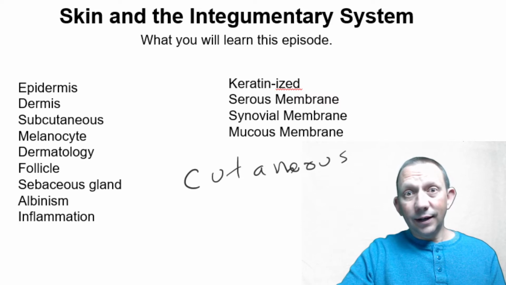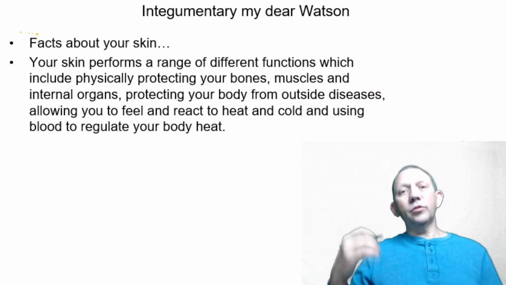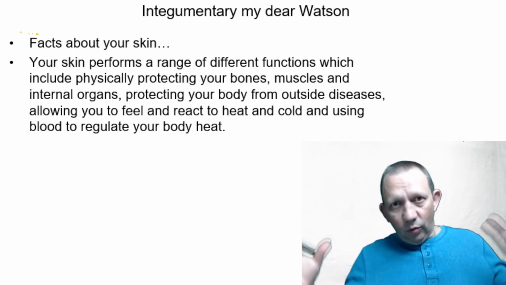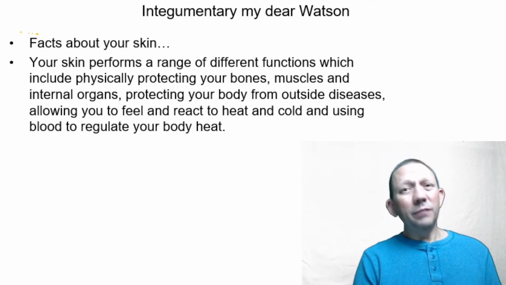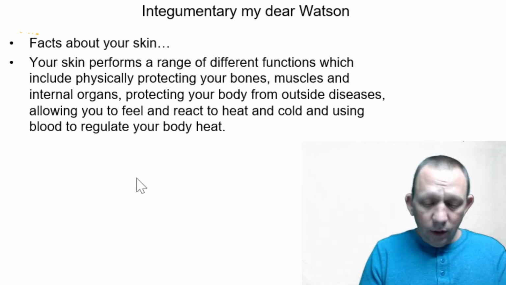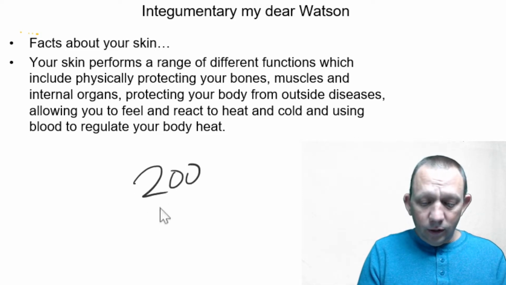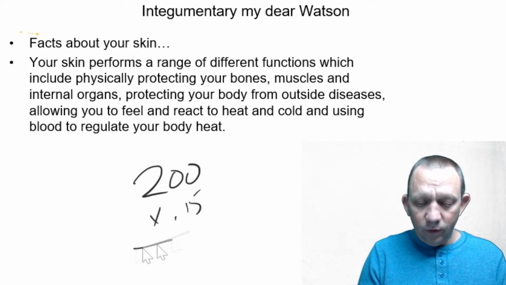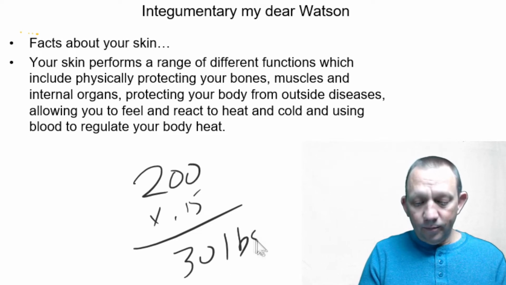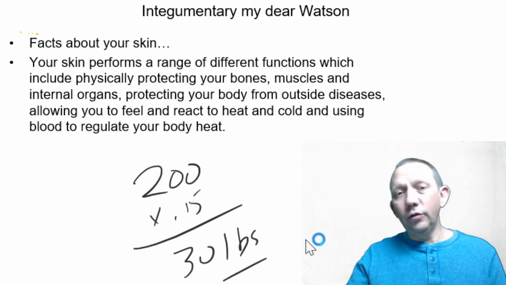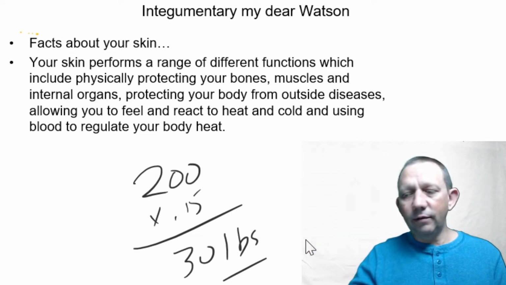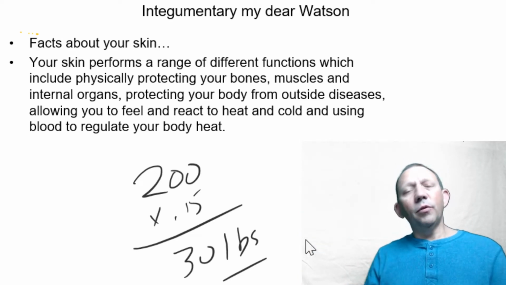So let's see if we can get to the next slide here and how we're doing. So facts about your skin. The skin is a giant organ. It's one of the largest organs you have. It's about 15% of your body weight. So if you weigh 200 pounds, that's 200 times 0.15 equals 30, right? 30 pounds of skin if you're a 200-pound person in general. I mean, if you're bigger, you have more, of course, right? Okay, that makes sense.